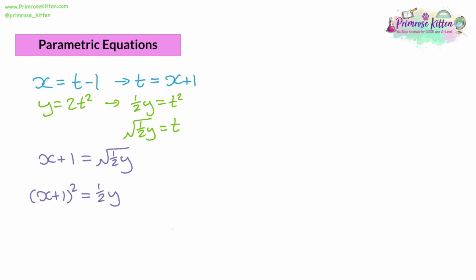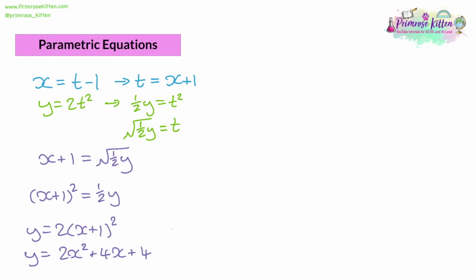Then we can multiply both sides by 2, and that's going to give us y is equal to 2 lots of x plus 1 squared. You might want to multiply out the brackets. So if you multiply out the brackets, and remember to multiply by 2 at the end as well, we're going to get y is equal to 2x squared plus 4x plus 4.